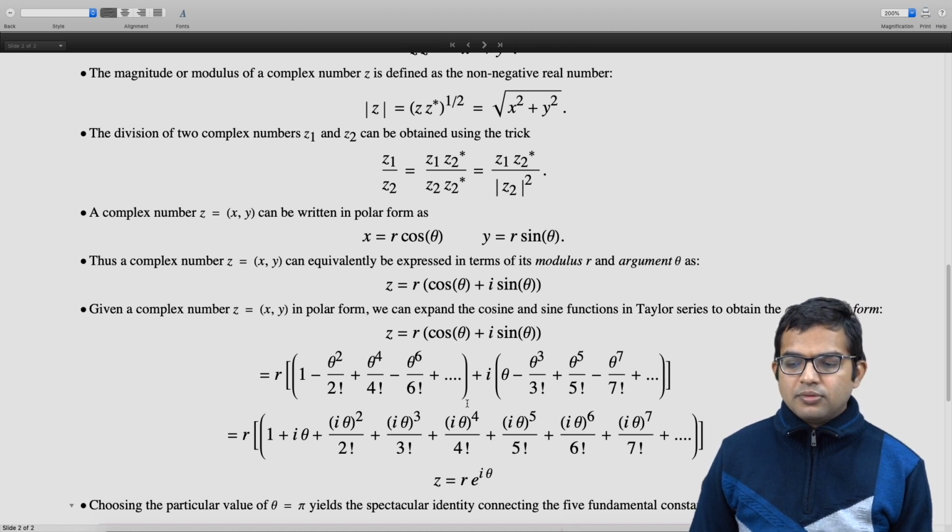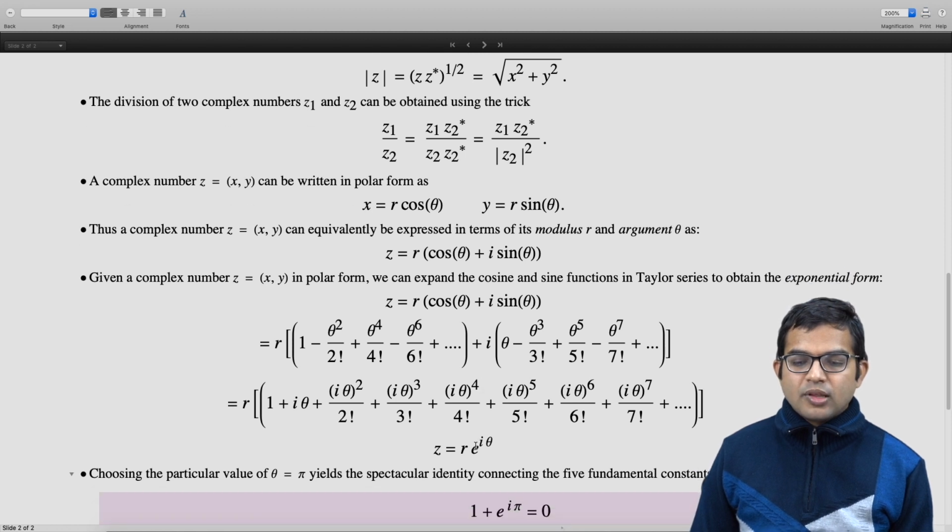And one particular very beautiful result which immediately follows from this is when you put theta equal to pi. If you put theta equal to pi, we have e to the I pi is equal to cos pi, which we know is just minus 1, and sine pi is 0.